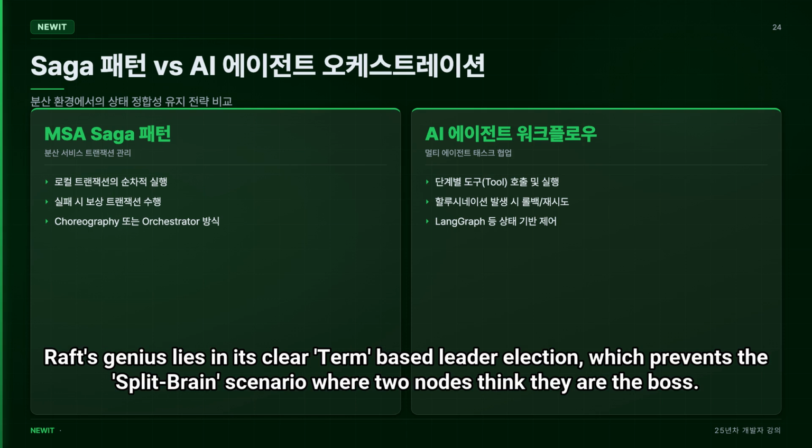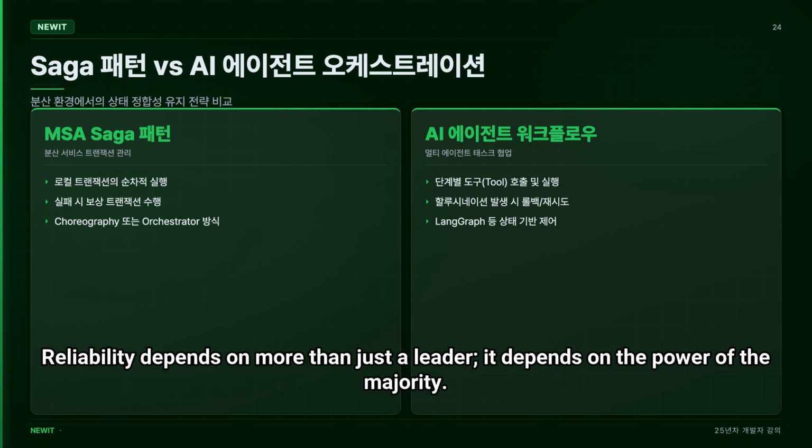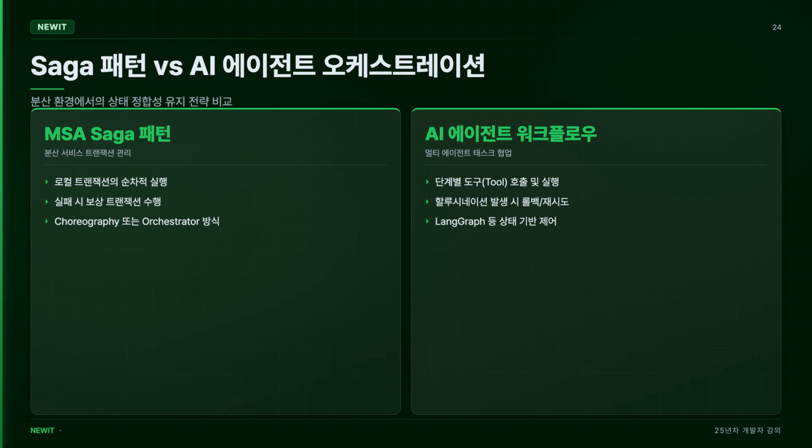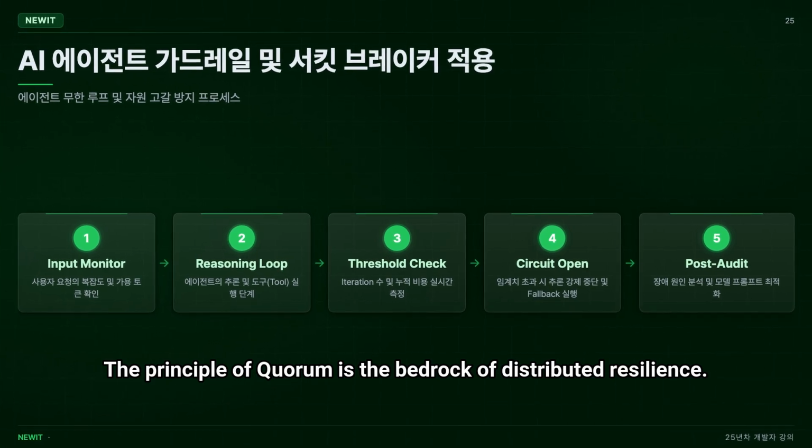Raft's genius lies in its clear term-based leader election, which prevents the split-brain scenario where two nodes think they are the boss. Reliability depends on more than just a leader. It depends on the power of the majority. The principle of quorum is the bedrock of distributed resilience.